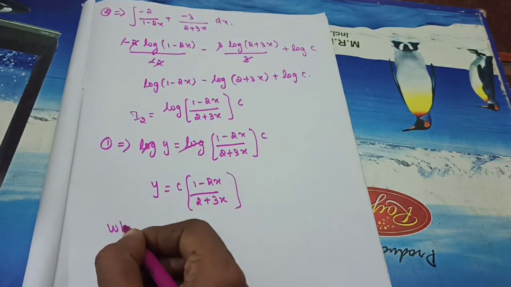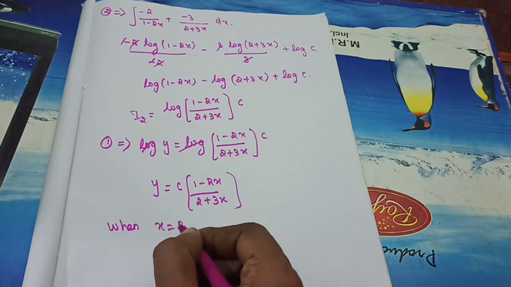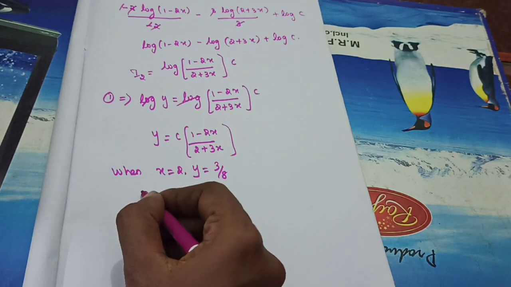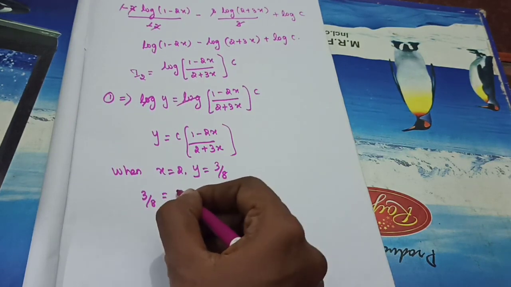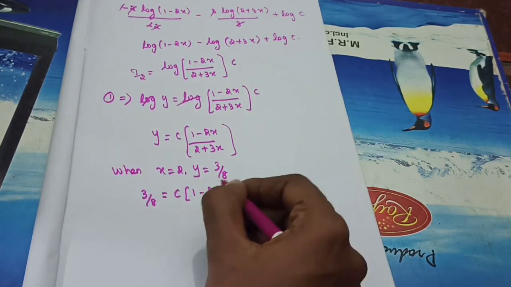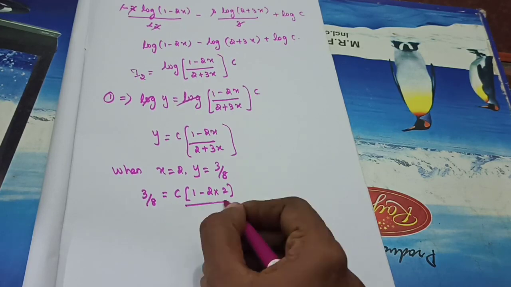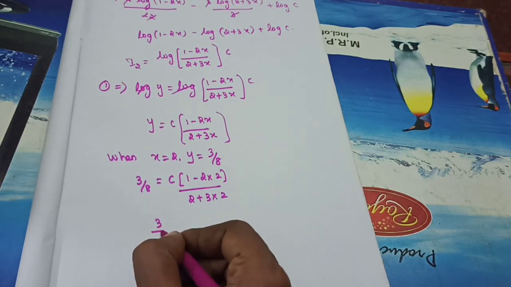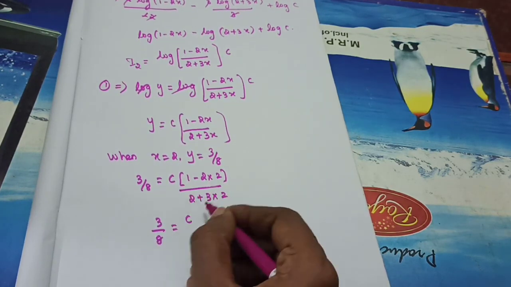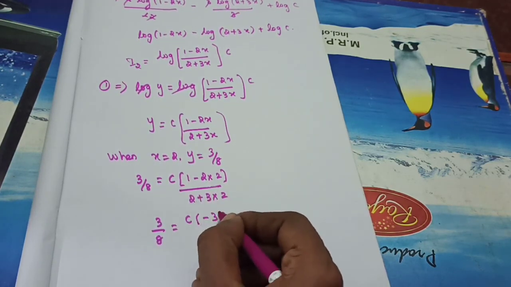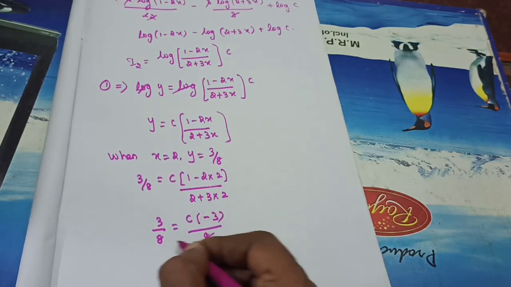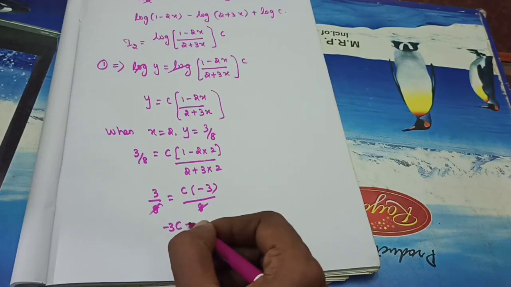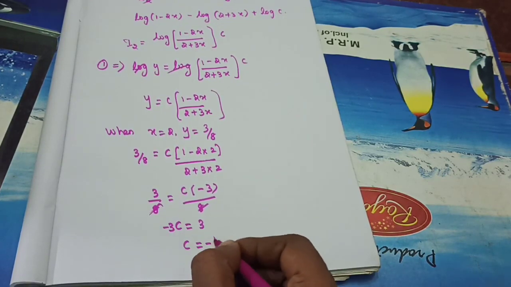In your question they gave one value: when x equal to 2 and y equal to 3 by 8. Substitute this value here. That is 3 by 8 is equal to c into (1 minus 2 into 2) divided by (2 plus 3 into 2). Simplify. 3 by 8 is equal to c into (1 minus 4, means minus 3) divided by (2 plus 6, means 8). This will get cancelled. So minus 3c equal to 3. So c is equal to minus 1.